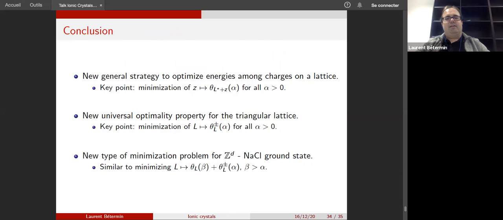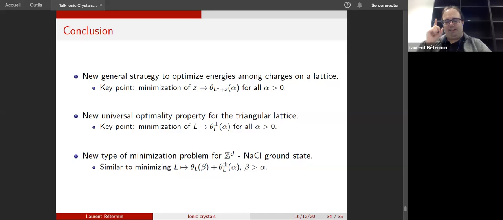And in the second part, we showed a new universal optimality property for the triangular lattice, which is a maximality property. And the key point is the maximization, not the minimization, but the maximization of the alternate theta function. And in the last part, we showed a new type of minimization problem for Z^d, which is a bit different.